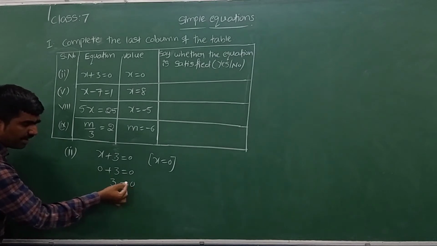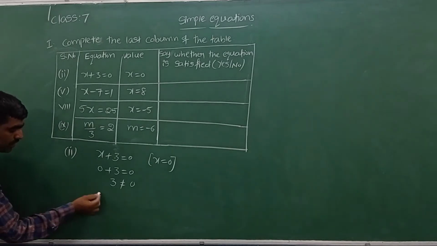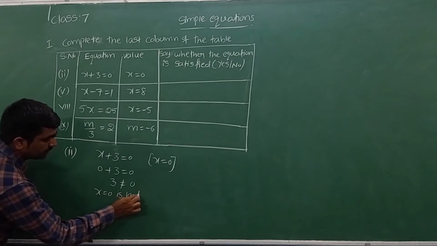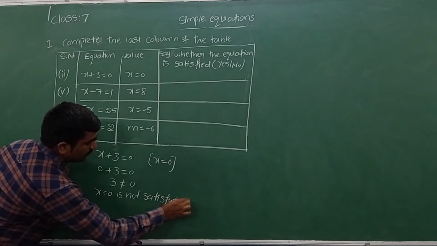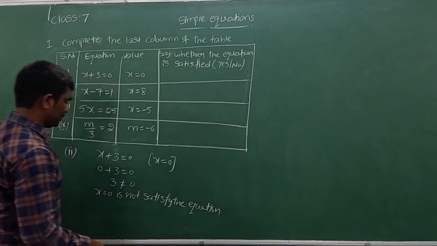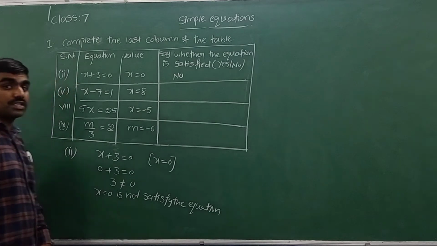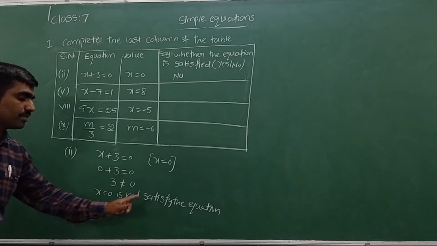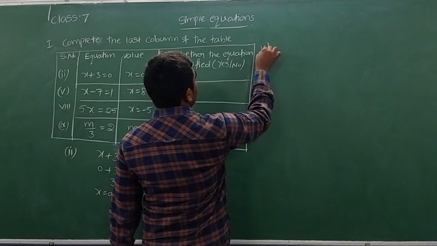Can I say LHS and RHS both are equal? No, LHS and RHS are not equal. So what can we say now? x equal to 0 does not satisfy the equation. Satisfy means what? When we get both left hand side and right hand side equal, then we can say it is satisfying the equation.